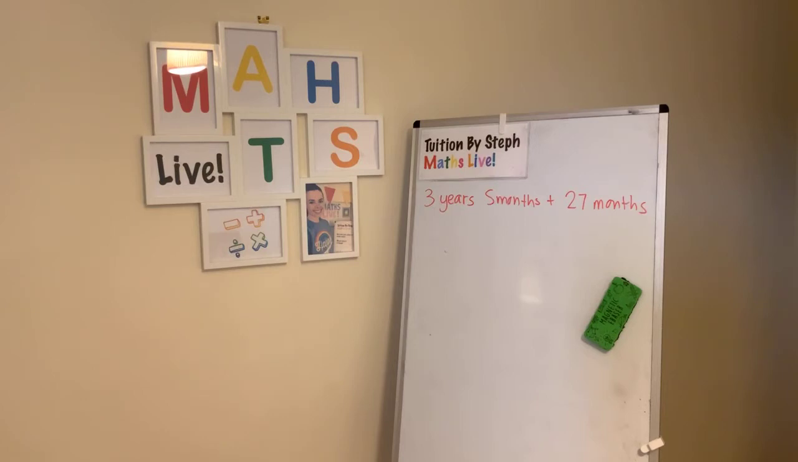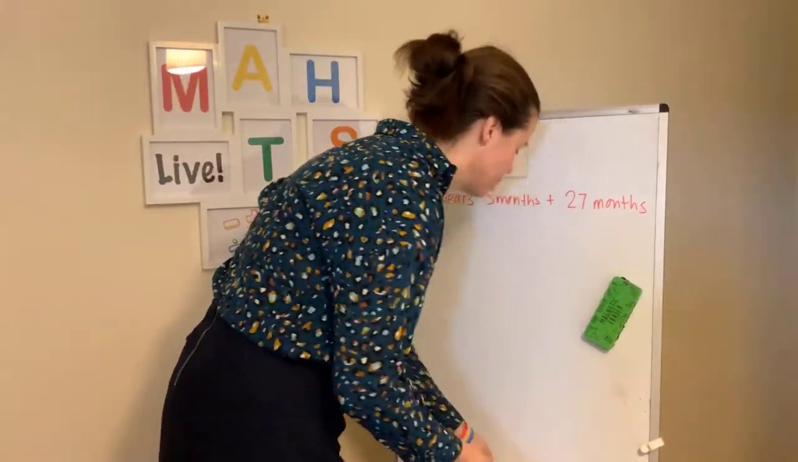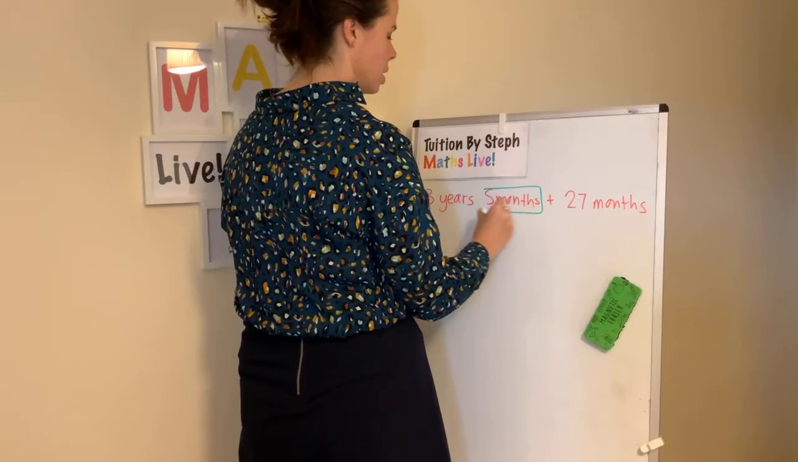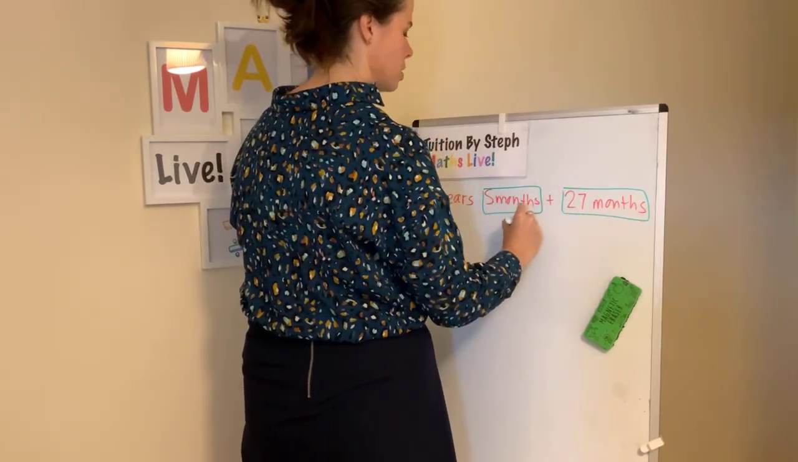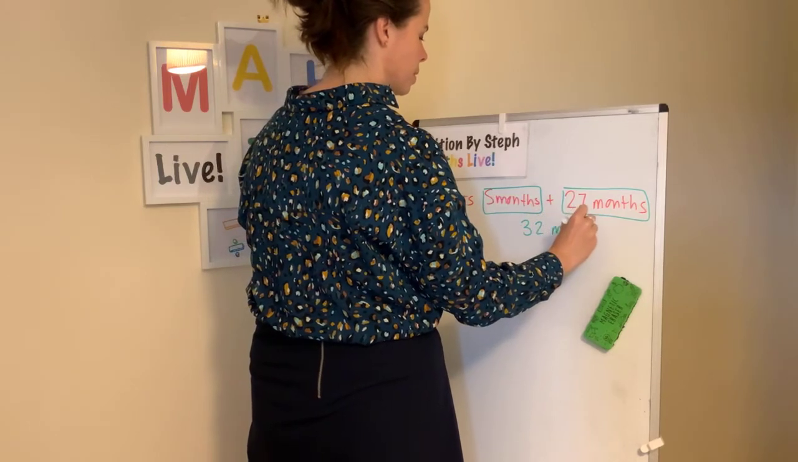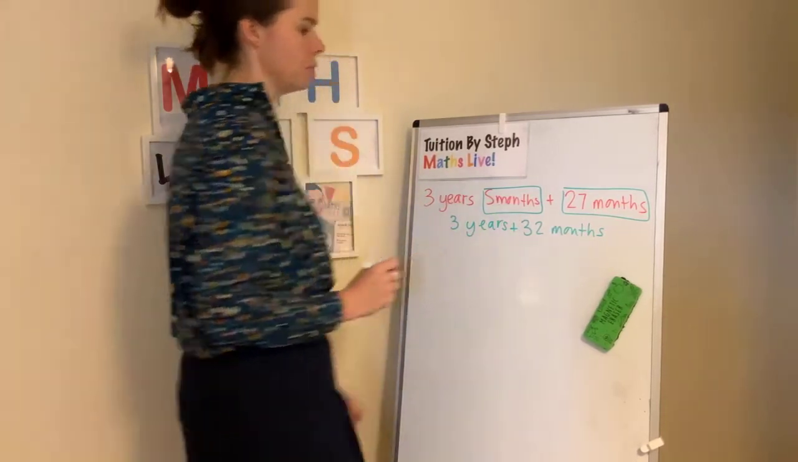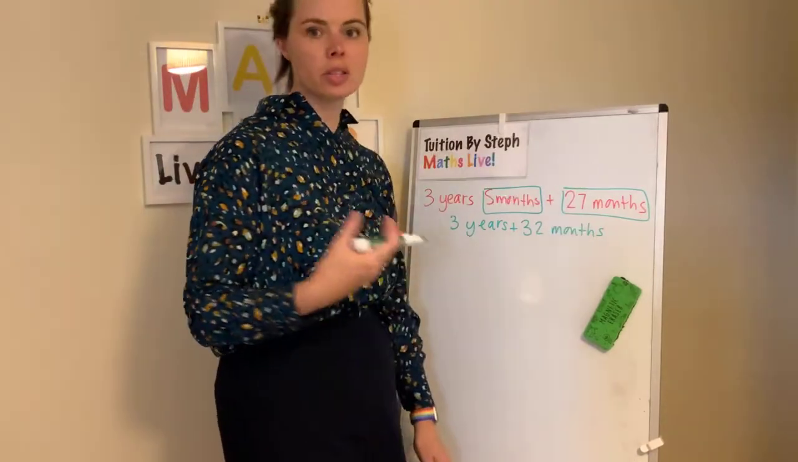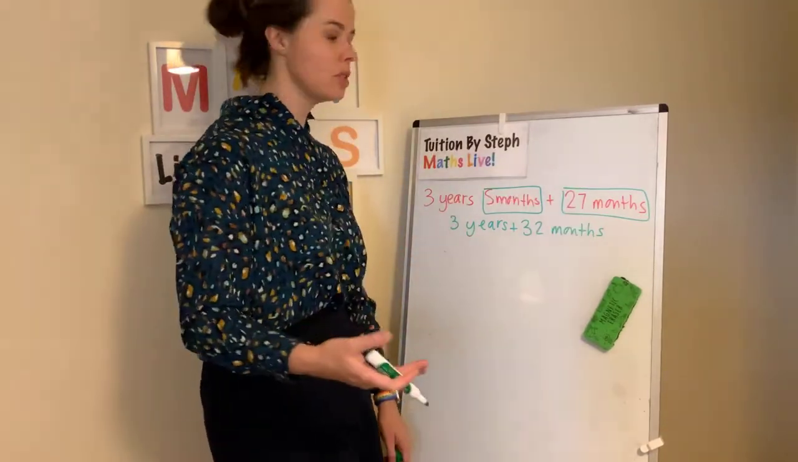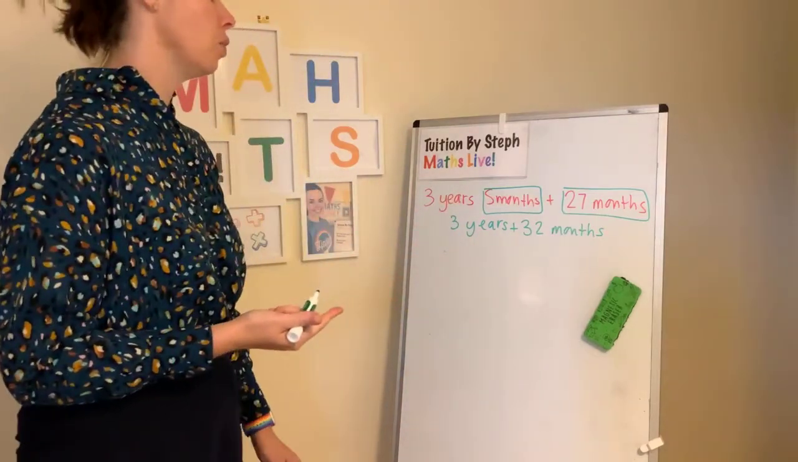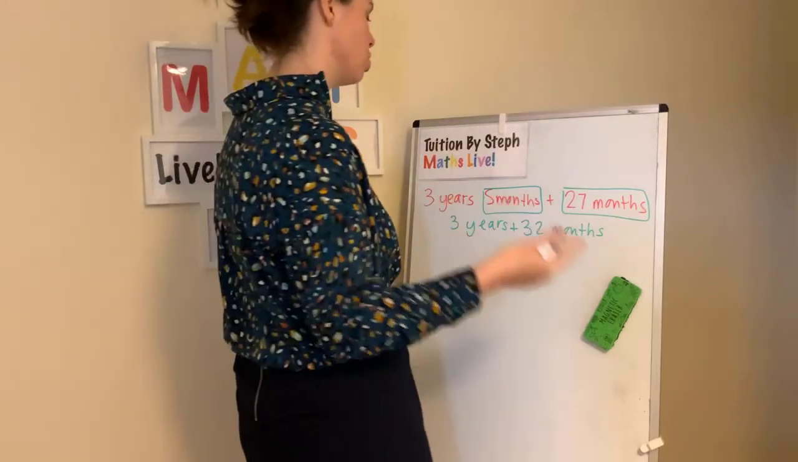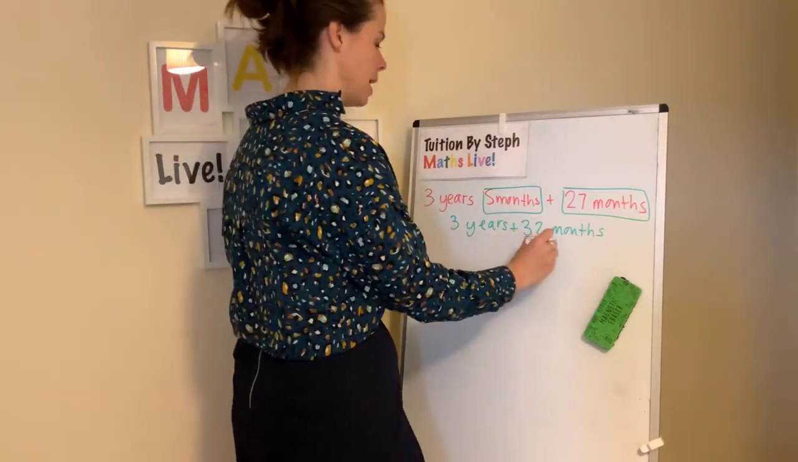Okay, I've got a couple of answers. So we start with this one by combining the months. This makes 32 months. So we're now at 3 years and 32 months. Okay. But we need to split the 32 months into years and months. Okay. So there's 12 months in a year. So 1 12 is 12, 2 12 is 24, 3 12 is 36. So that's too far. So it's definitely going to be 2 years.